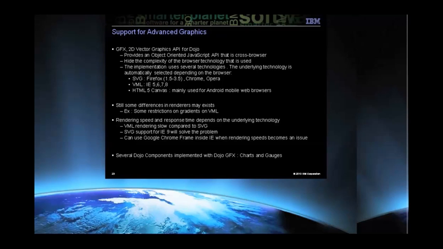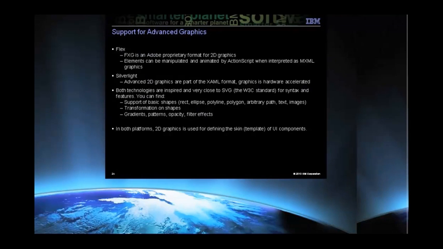Inside Dojo itself, there are many components that rely on this Dojo API, for example the charting and the gauges of Dojo. For Flex, there is also an API called FXG. It's an Adobe proprietary format for 2D graphics, and it provides basic 2D graphics elements like rectangles, ellipses, polygons, and paths, and those elements can be manipulated by ActionScript.